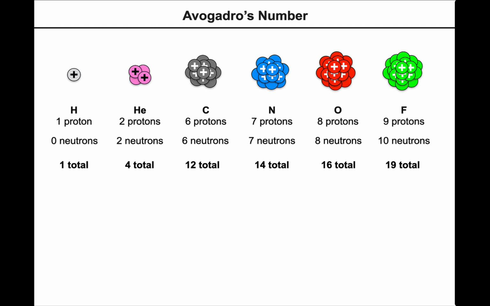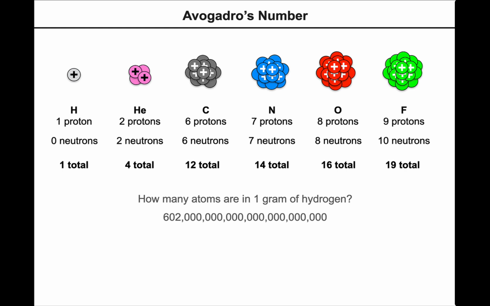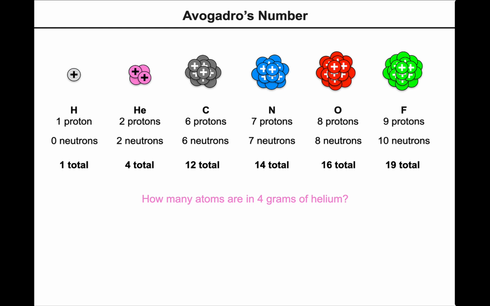Here is a list of our favorite atoms. And here's a question. How many atoms are in 1 gram of hydrogen? Well, you saw that a few times, right? That was the 6 little gray circles. That weighed 1 gram. And each little circle represented 100 sextillion, right? So we have Avogadro's number, 602 sextillion atoms. What if we had 4 grams of hydrogen? How many atoms are in 4 grams of hydrogen? That's also Avogadro's number, 602 sextillion.